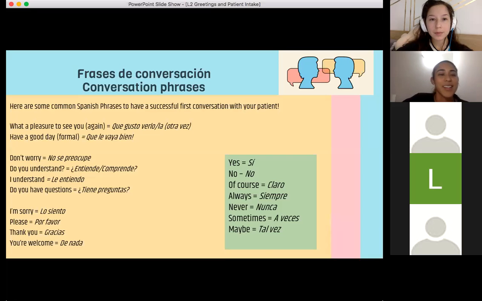And then we can move on. Some more phrases for conversation. These are not necessarily dental terms, but I think they're all very useful in your day-to-day conversations. And they are, what a pleasure to see you again. Qué gusto verlo otra vez. O qué gusto verla otra vez. Have a good day. Que le vaya bien. This is maybe not a literal translation, but it's most widely used like that, because if we were to try to translate have a good day exactly, it would maybe sound a little off.